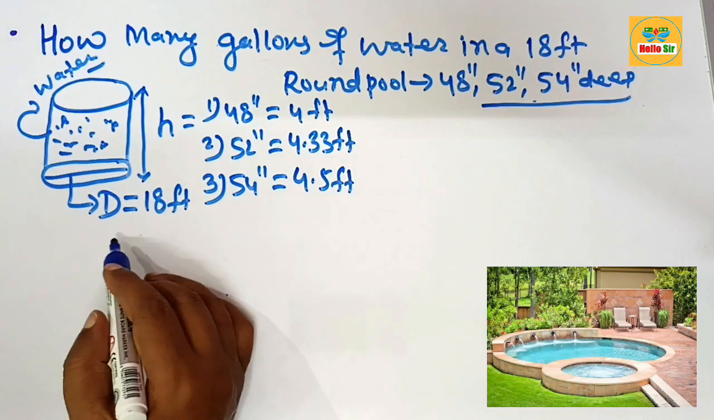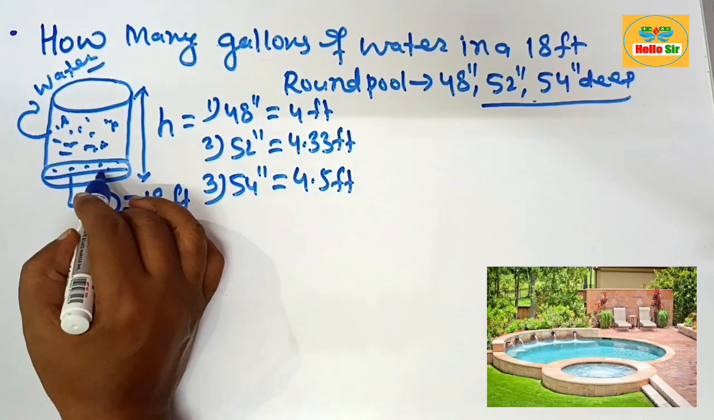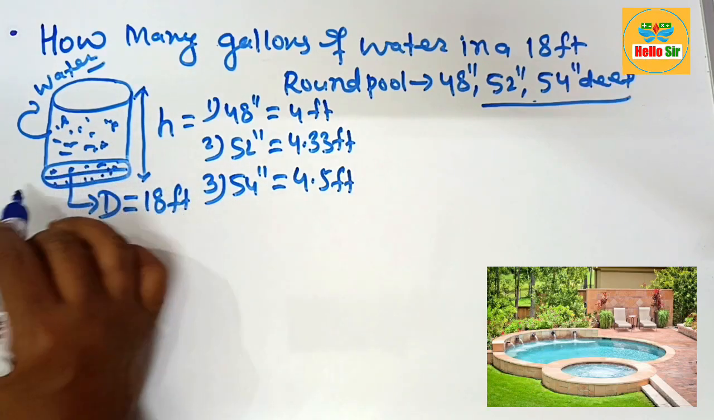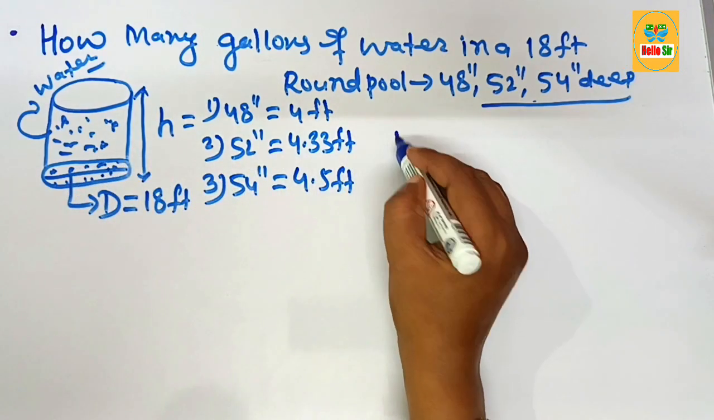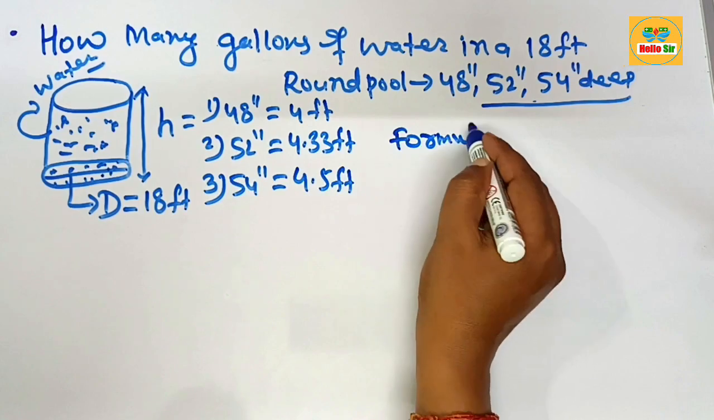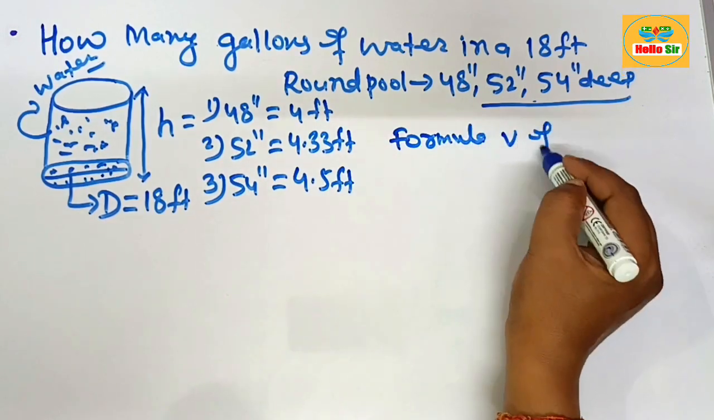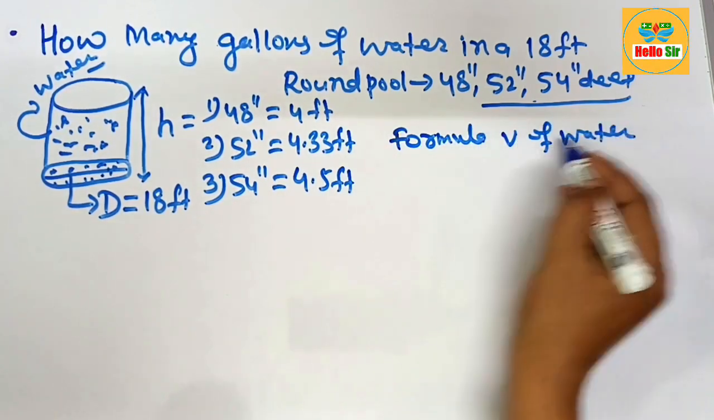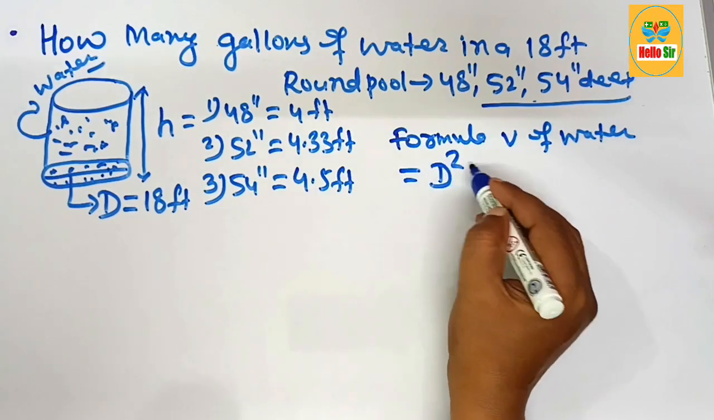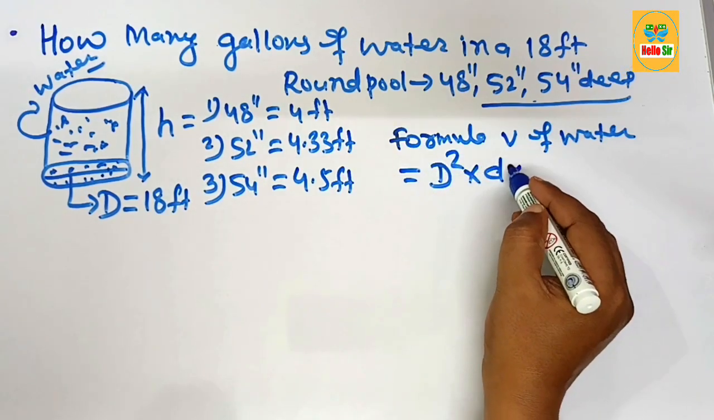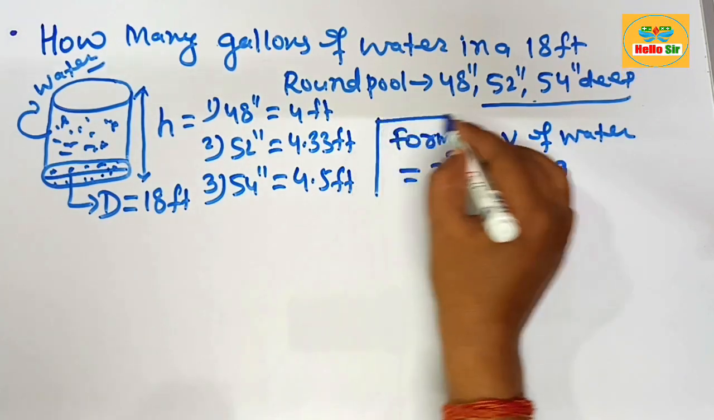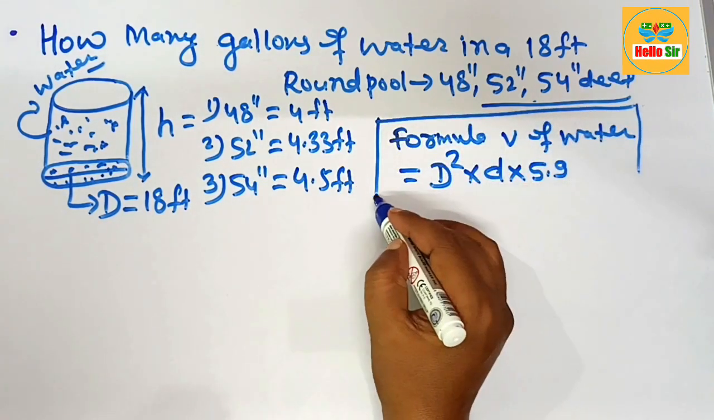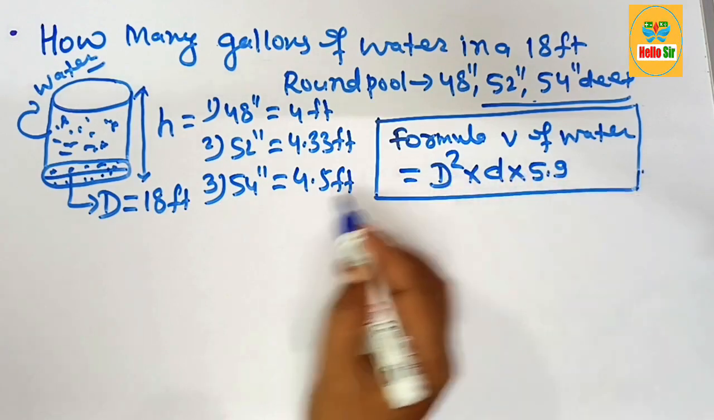this round pool. And this one is the base of the pool, that is filled with sand material. The formula to figure out the volume of water is the diameter squared times the depth of the pool multiplied by 5.9. This is a simple formula to figure out the required volume of water to fill this round pool.